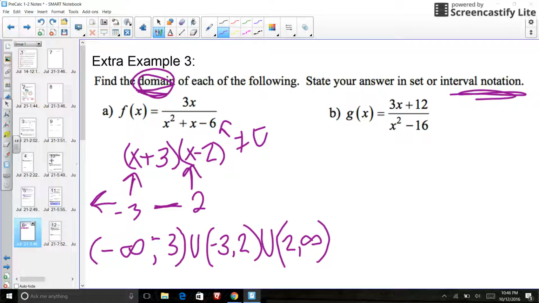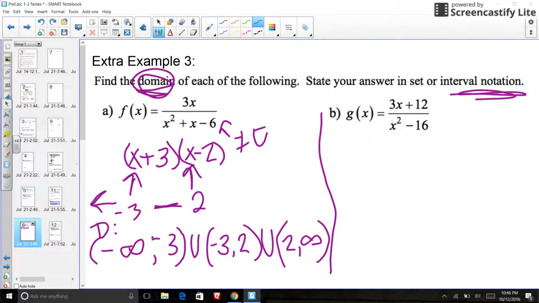So several of the things that you're going to do today, you're going to have like 3 different parts to them. And that is okay. So right here, this is my domain, negative infinity to negative 3, union, negative 3 to 2, union 2 to infinity. So that really right there says any number but negative 3 or 2, and I'm just writing it in a different form.